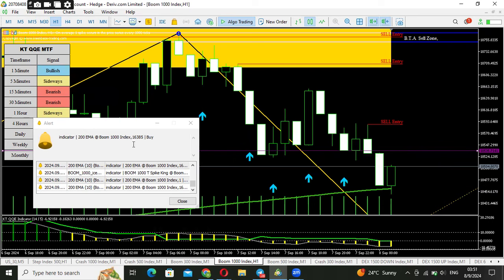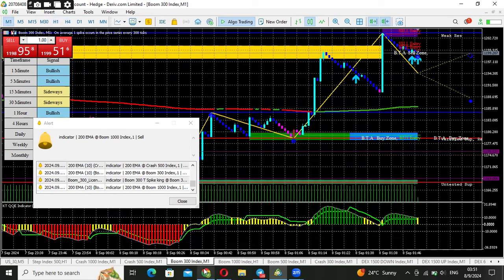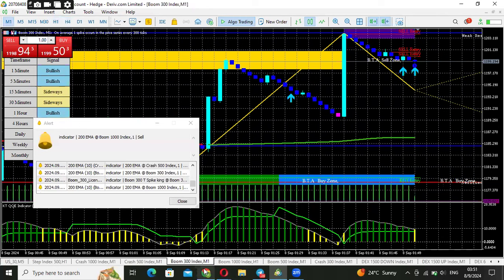As you can see, it said buy Boom 1000 and this that number. I think you have seen the price. Then we also got another signal on Boom 300. So you see, it will be sending signals. What your job is to just check when it has sent the signal. So here we have received a signal.